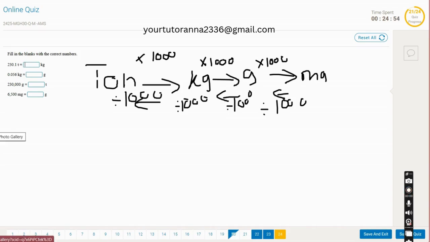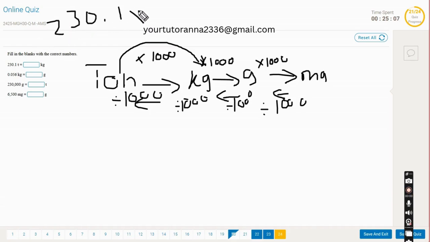231.1 ton equals to how many kg? So what are you going to do here? Ton to kg is multiplied by 1,000. So 230.1 times 1,000. 1, 2, 3. So 0, 0. So what is that going to give us? 230,100.